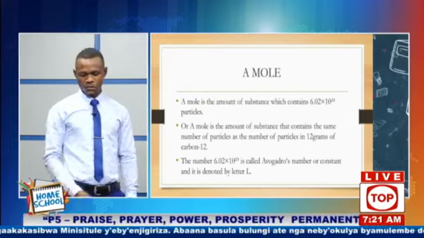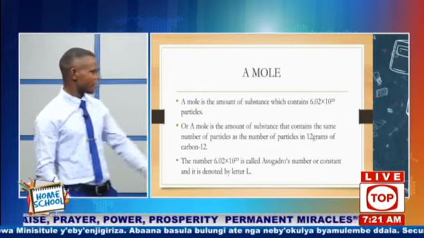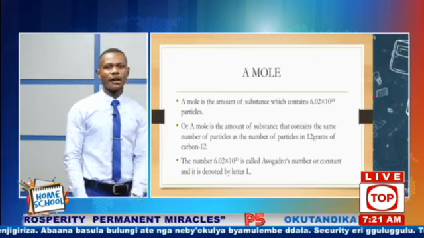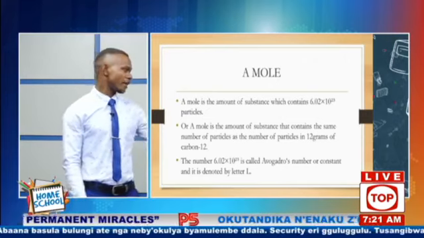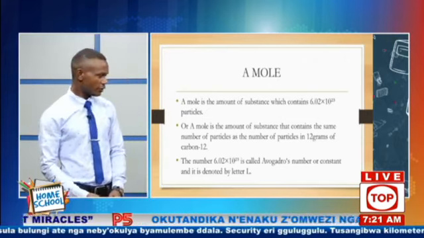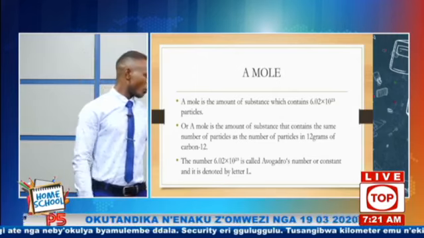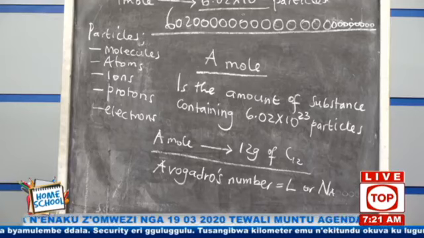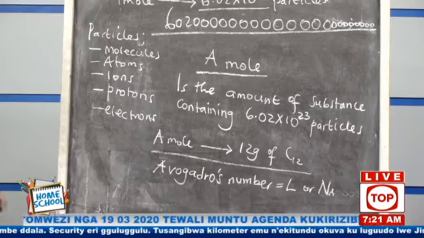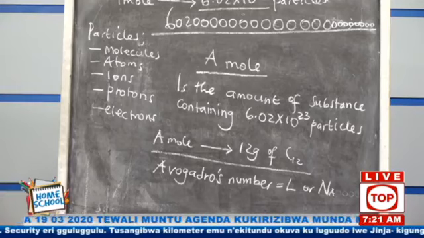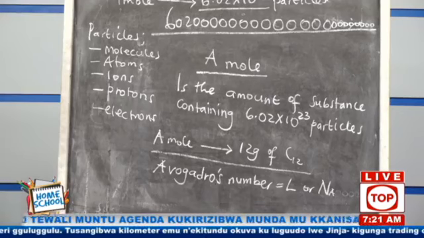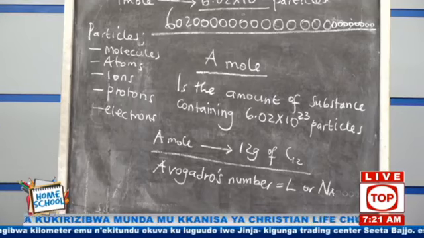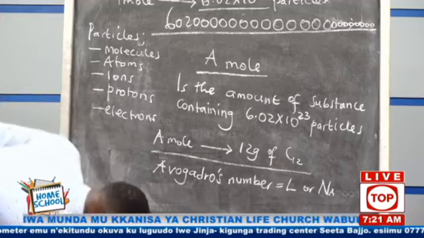Okay? So when we move on, we have seen a mole, we have seen what it means, and we have defined it as well. And we have got to know who came up with this number, who grouped these particles. Okay? So after knowing who grouped the particles, let us go to molar mass. We have seen a mole. Now, what is molar mass?